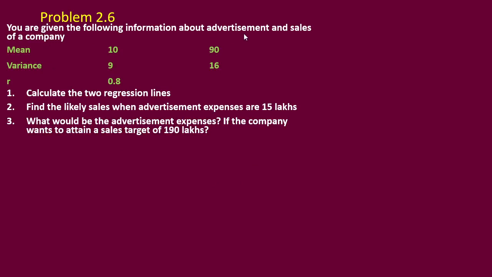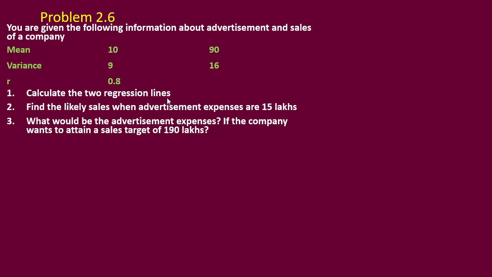Following informations are given about advertisement and sales of a company. So here advertisement is given here and sales given here. Mean of advertisement is 10 and mean of sales is 90, and variance is 9 and 16, and r value is 0.8. So they are given in terms of lakhs. Here the values of mean are given in terms of lakhs.